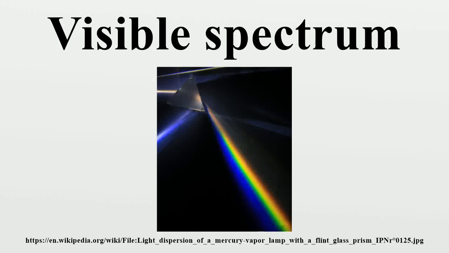The visible spectrum is the portion of the electromagnetic spectrum that is visible to the human eye. Electromagnetic radiation in this range of wavelengths is called visible light, or simply light. A typical human eye will respond to wavelengths from about 390 to 700 nanometers. In terms of frequency, this corresponds to a band in the vicinity of 430 to 770 terahertz.